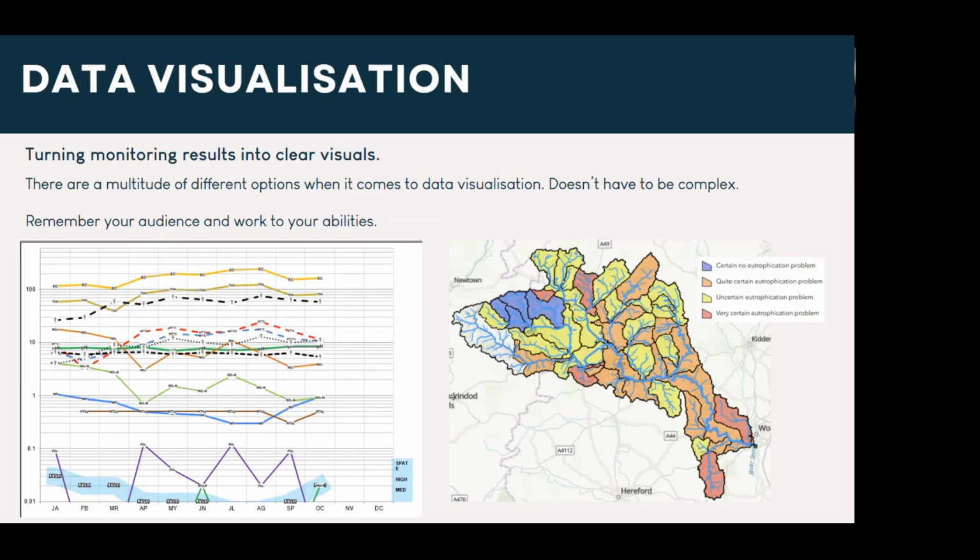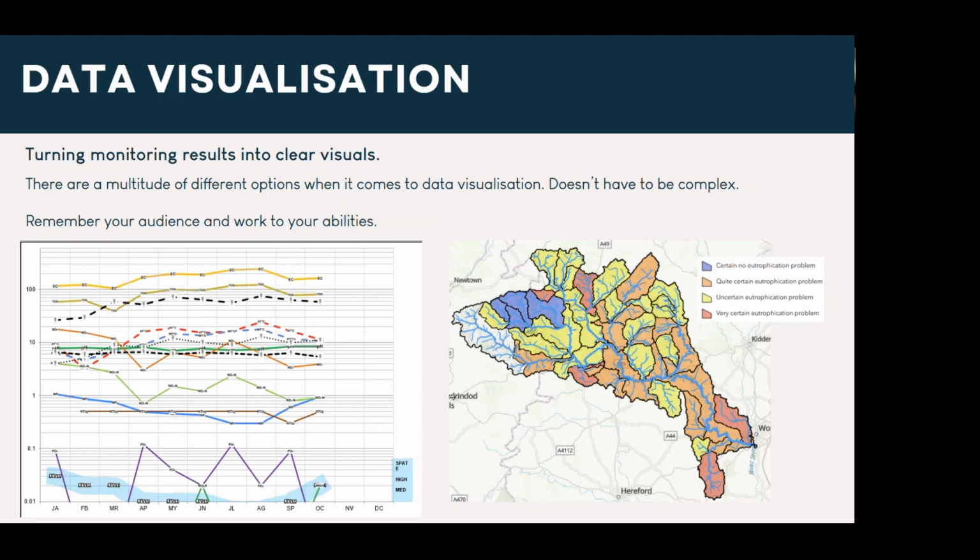There are some methods that will be a lot more complex and a lot more time consuming than others. But ultimately, if you haven't got the expertise within your group or yourself to do that, then there's little point in necessarily aiming towards that. It needs to work for you and ultimately for your audience.